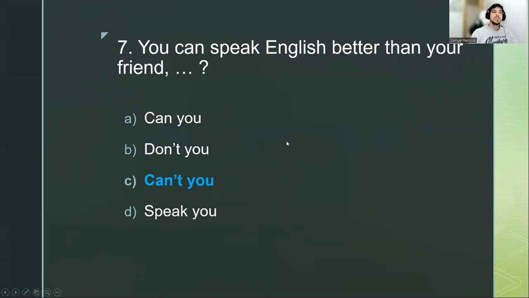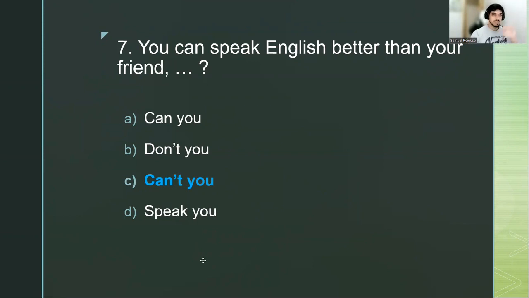Let's see. You can speak English better than your friend, can you? Okay. What does it mean? You can speak English better than your friend, ¿verdad? Okay, that would be something in Spanish like that. Puedes hablar inglés mejor que tu amigo, tu amiga, ¿verdad? Okay, so then this word in English is used with an auxiliary verb. The auxiliary verb depends on the sentence. It's not the same, okay, in every sentence. So which is the one that we need?